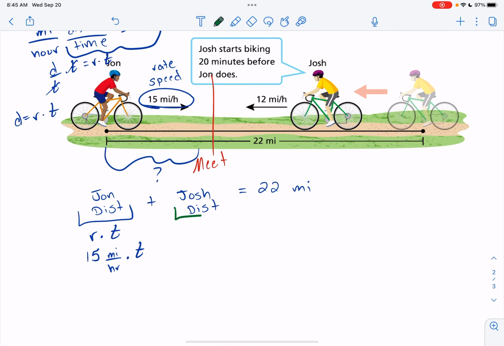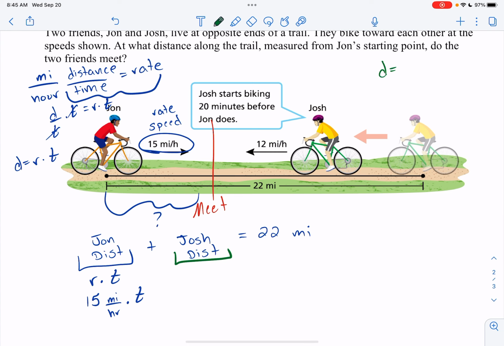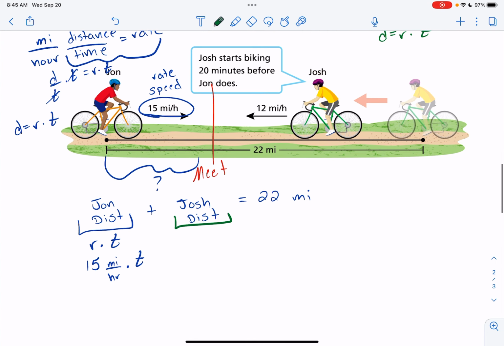Now we need to do Josh's distance. Again, Josh's distance is also going to be this rate times time idea. Again, distance equals rate times time. And we know Josh's rate. So again, we're going to do rate times time. But careful, which time? Are they traveling for the same amount of time? Josh is traveling longer. He started 20 minutes before John did. So his time is more. His time is 20 minutes more.